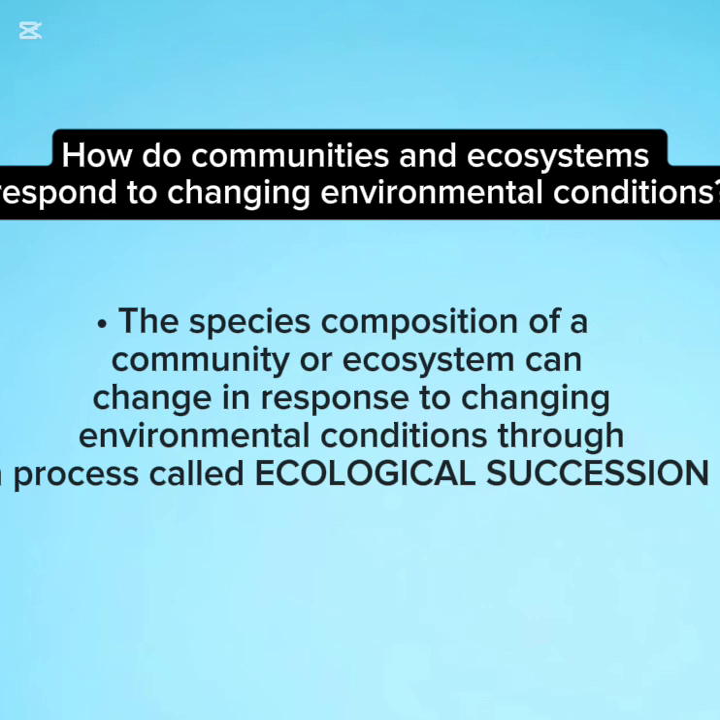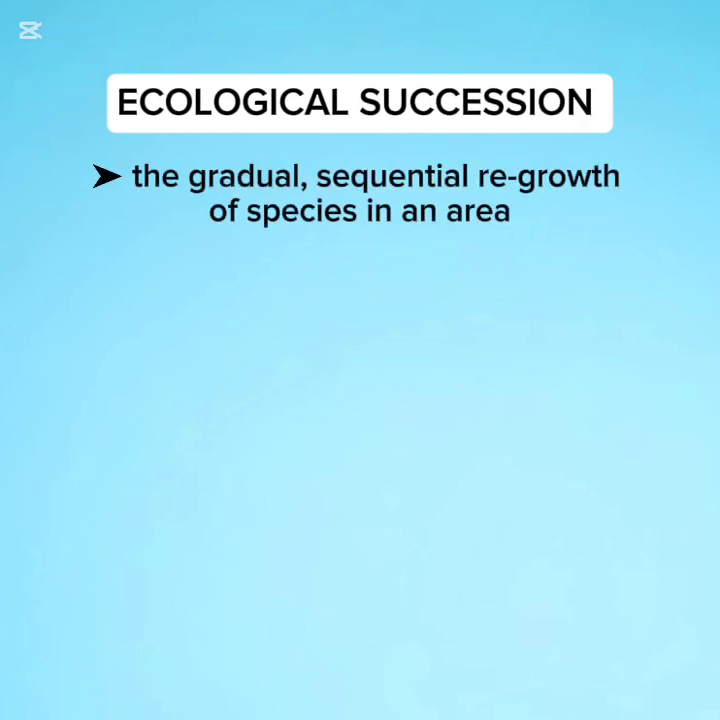How do communities and ecosystems respond to changed environmental conditions? The species composition of a community or ecosystem can change in response to changed environmental conditions through a process called ecological succession. So what is ecological succession? The process by which an ecological community undergoes change following a disturbance or the initial colonization of a new habitat.